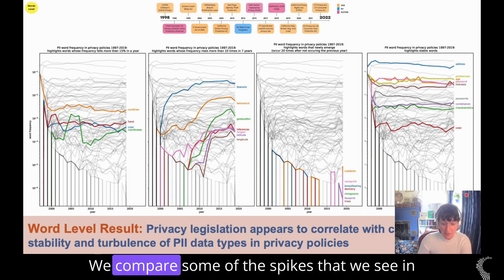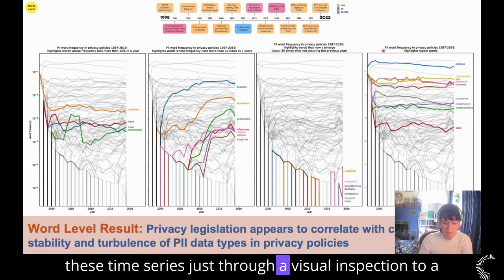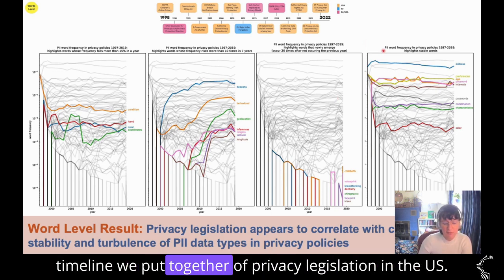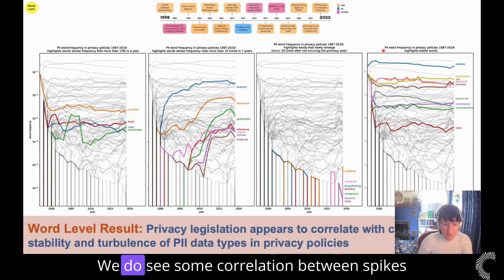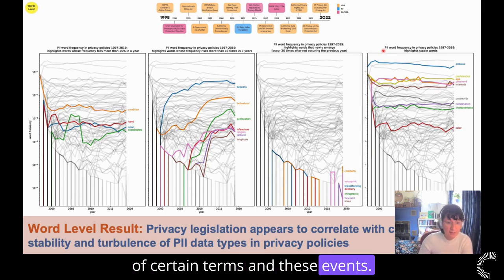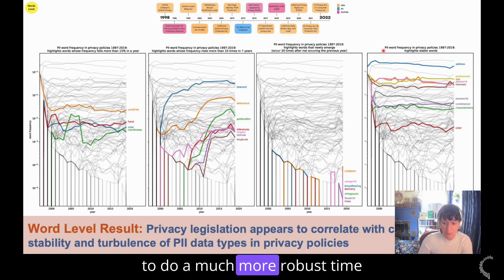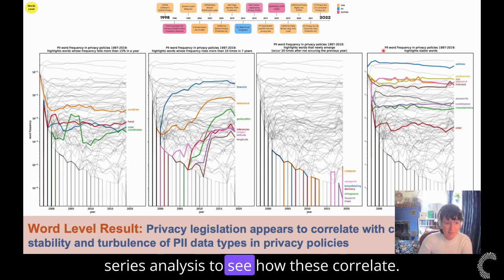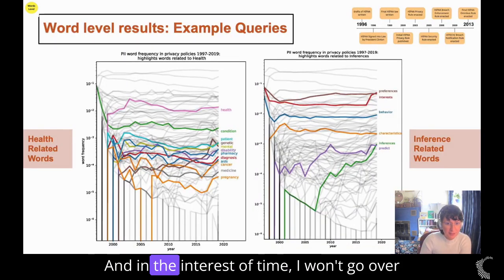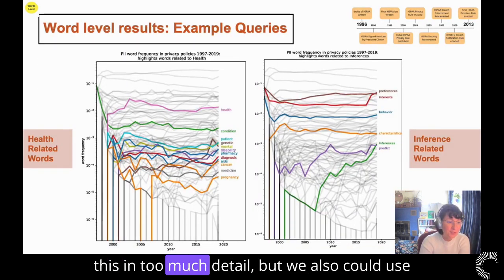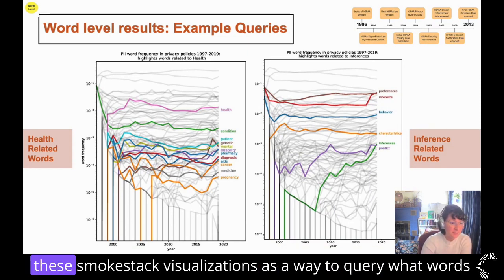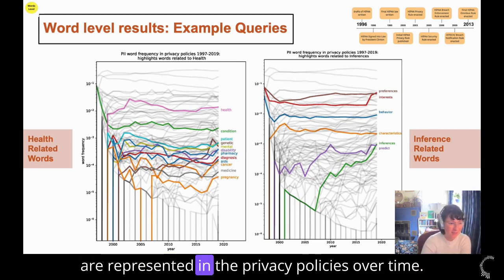We compare some of the spikes that we see in these time series, just through a visual inspection, to a timeline we put together of privacy legislation in the US and EU. And we do see some correlation between spikes of certain terms and these events. However, in future work, we would like to do a much more robust time series analysis to see how these correlate. And in the interest of time, I won't go over this in too much detail, but we also could use these smokestack visualizations as a way to query what words are represented in the privacy policies over time.